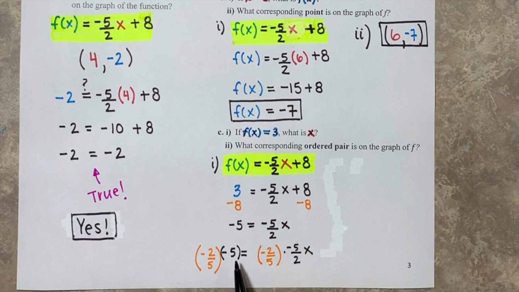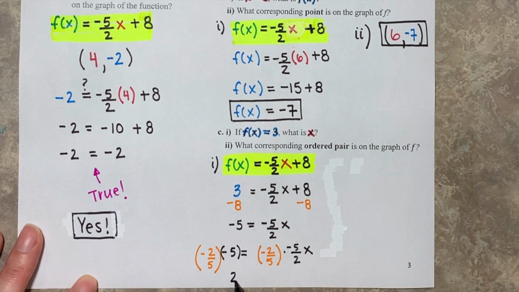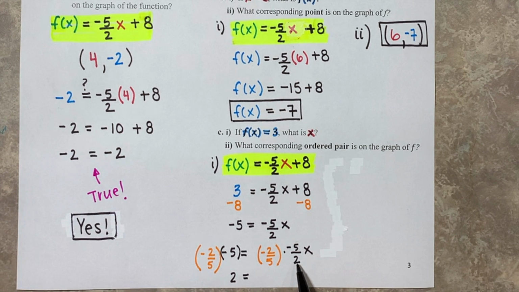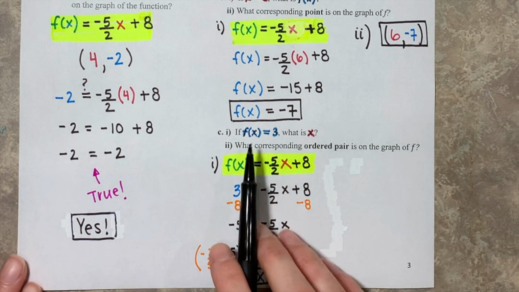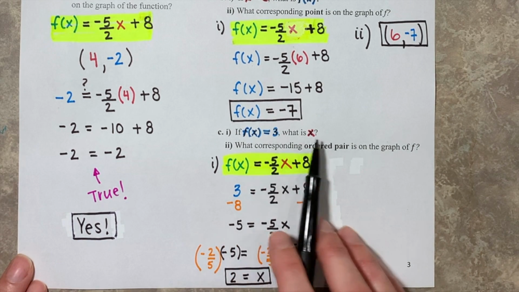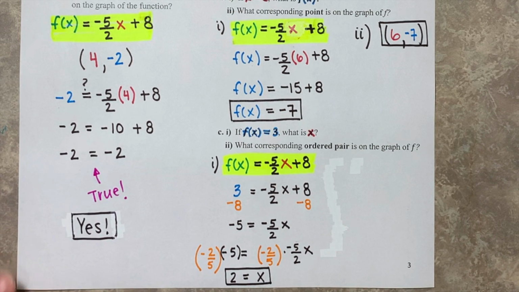-2/5 times -5 will give us a +2. And when you multiply two reciprocals, you get 1. That's why multiplying by the reciprocal helped us to isolate x, because multiplying two reciprocals gives us 1, so we're just left with 1x, or in other words, x. So when f of x is equal to 3, our corresponding x value is 2.